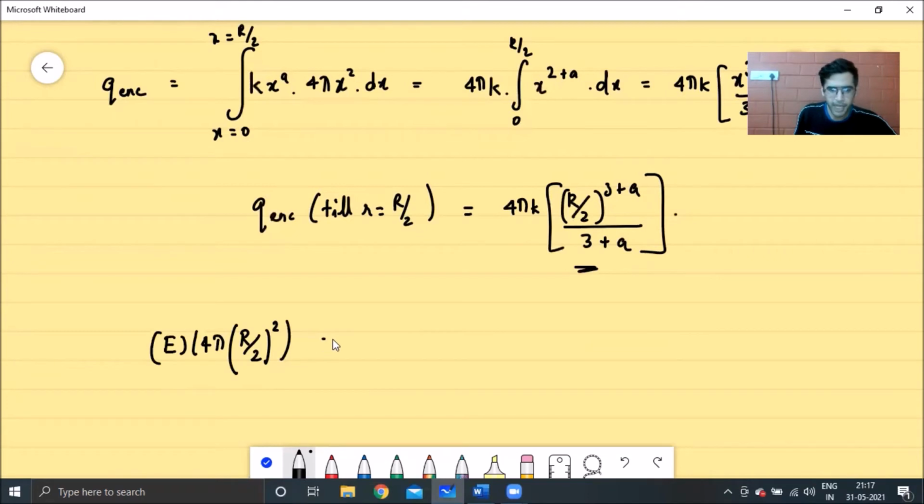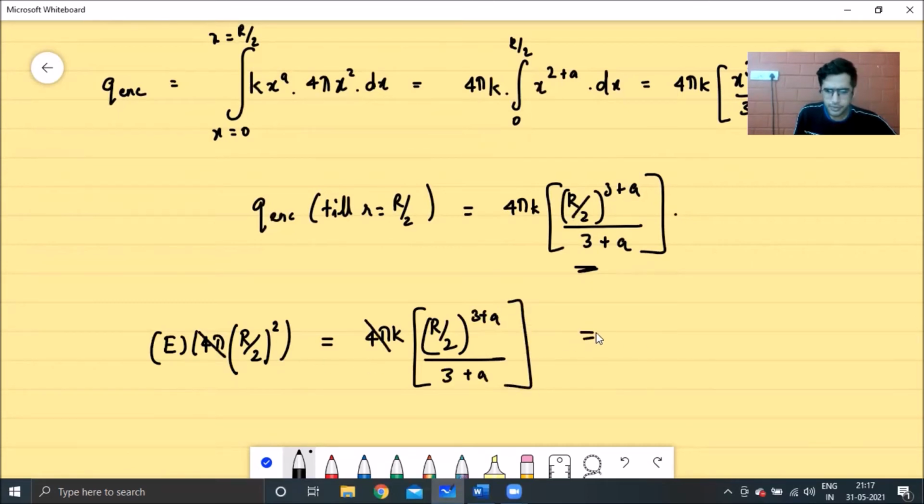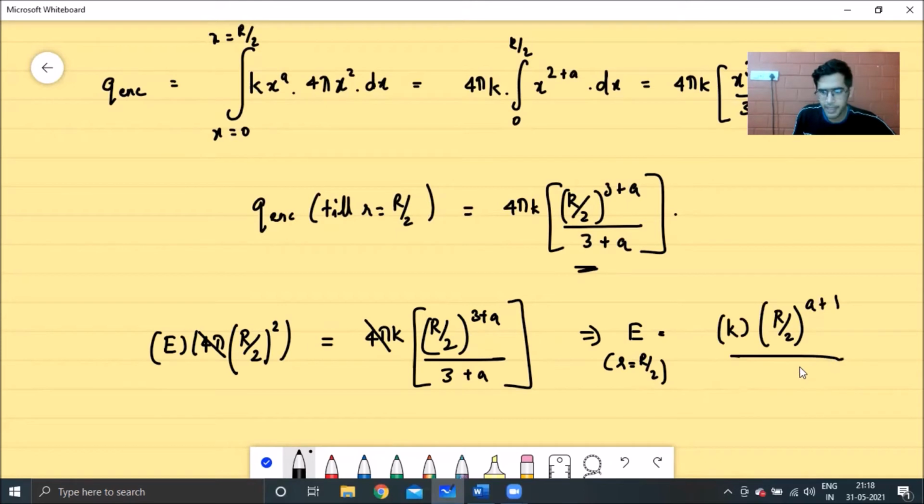So E into 4 pi of r by 2 whole squared will be equal to 4 pi k of r by 2 power 3 plus a, divided by 3 plus a. Right? So 4 pi gets cancelled. So what do we get the field value at that point to be equal to? We get the field value at r equal to r by 2 as k into r by 2 power a plus 1. This whole square goes over to the other side, so it becomes r by 2 power a plus 1 divided by a plus 3.